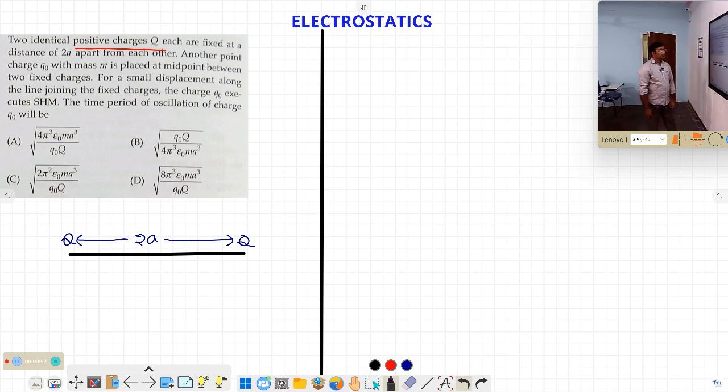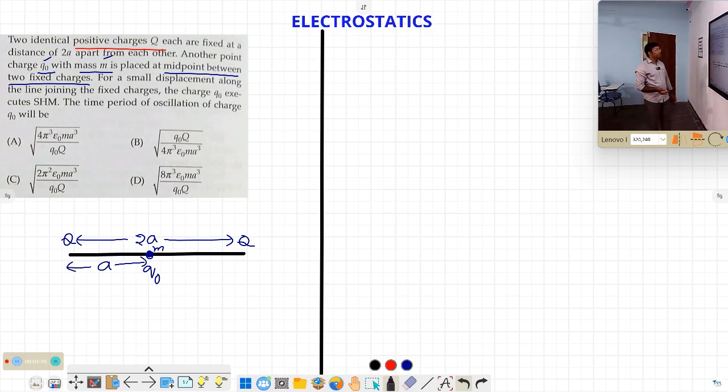Apart from these, another point charge Q naught of mass m is placed at the midpoint between the two fixed charges. These are the two fixed charges, and we have taken that another charge, Q naught, having mass m. We kept it exactly in the middle. Middle means the distance of Q naught from any one of the charges is a.